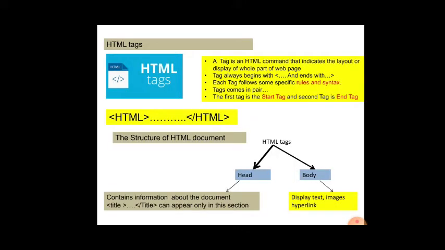Let us see what an HTML tag is. A tag is an HTML command that indicates the layout or display of a whole part of the web page. Layout is how your web page has to appear. If you write the code in HTML, the web page will appear as you have written it when you save it and open it in the web browser. You give the commands in such an order that our web page looks attractive. A tag always begins with the lesser sign and ends with the greater sign.